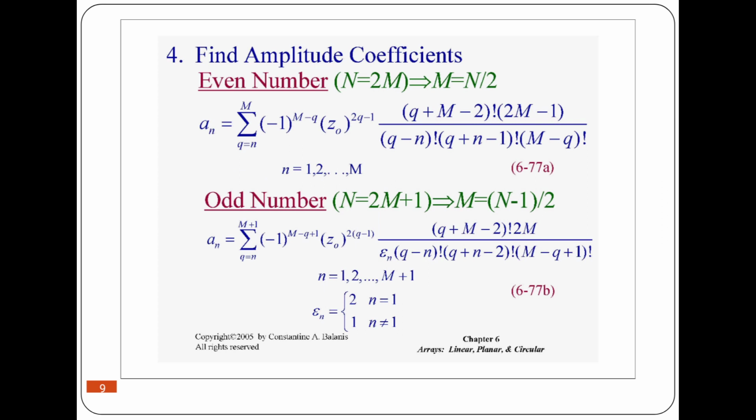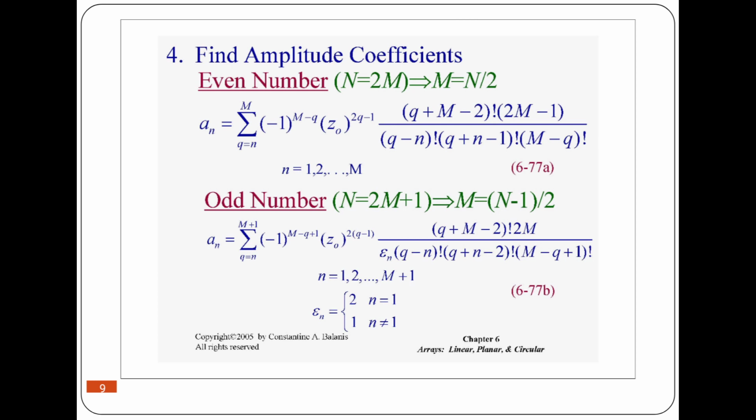To find the amplitude coefficient for an even number, if n equal to 2m, m equal to n by 2, and an is equal to the summation over q equal to n to m, of (-1) to the power m minus 1, Z0 to the power 2q minus 1, (q plus m minus 2) factorial, 2m, divided by (q minus 1) factorial (q plus n minus 1) factorial (m minus q) factorial. For an odd number, n equal to 2m plus 1, m equal to n minus 1 by 2. So an is equal to the summation over n equal to 0 to m of (-1) to the power m minus q, Z0 to the power 2q minus 2, (q plus m minus 2) factorial into 2m divided by (q minus 1) factorial (q plus n minus 2) factorial (m minus q plus 1) factorial, where n is equal to 1 to m minus 1.